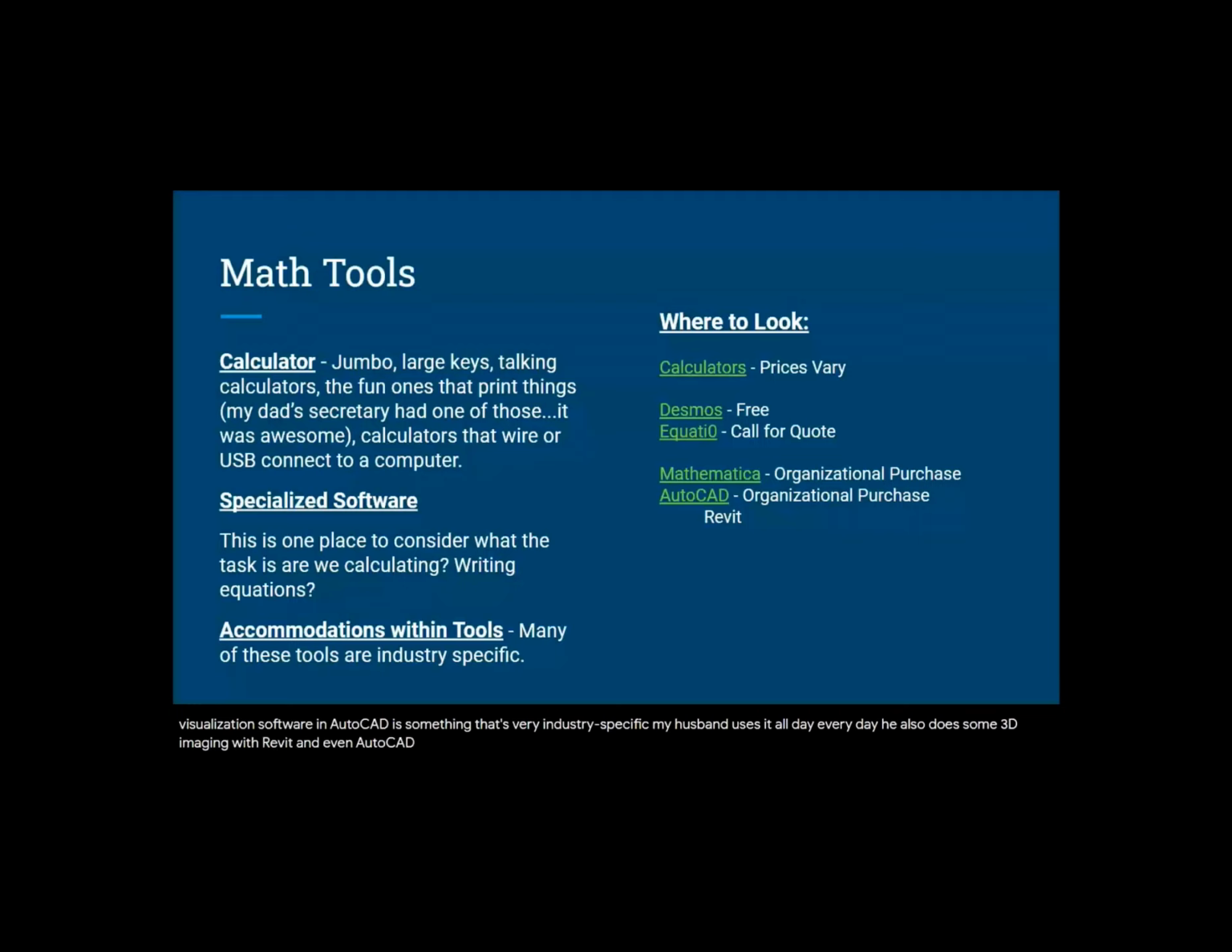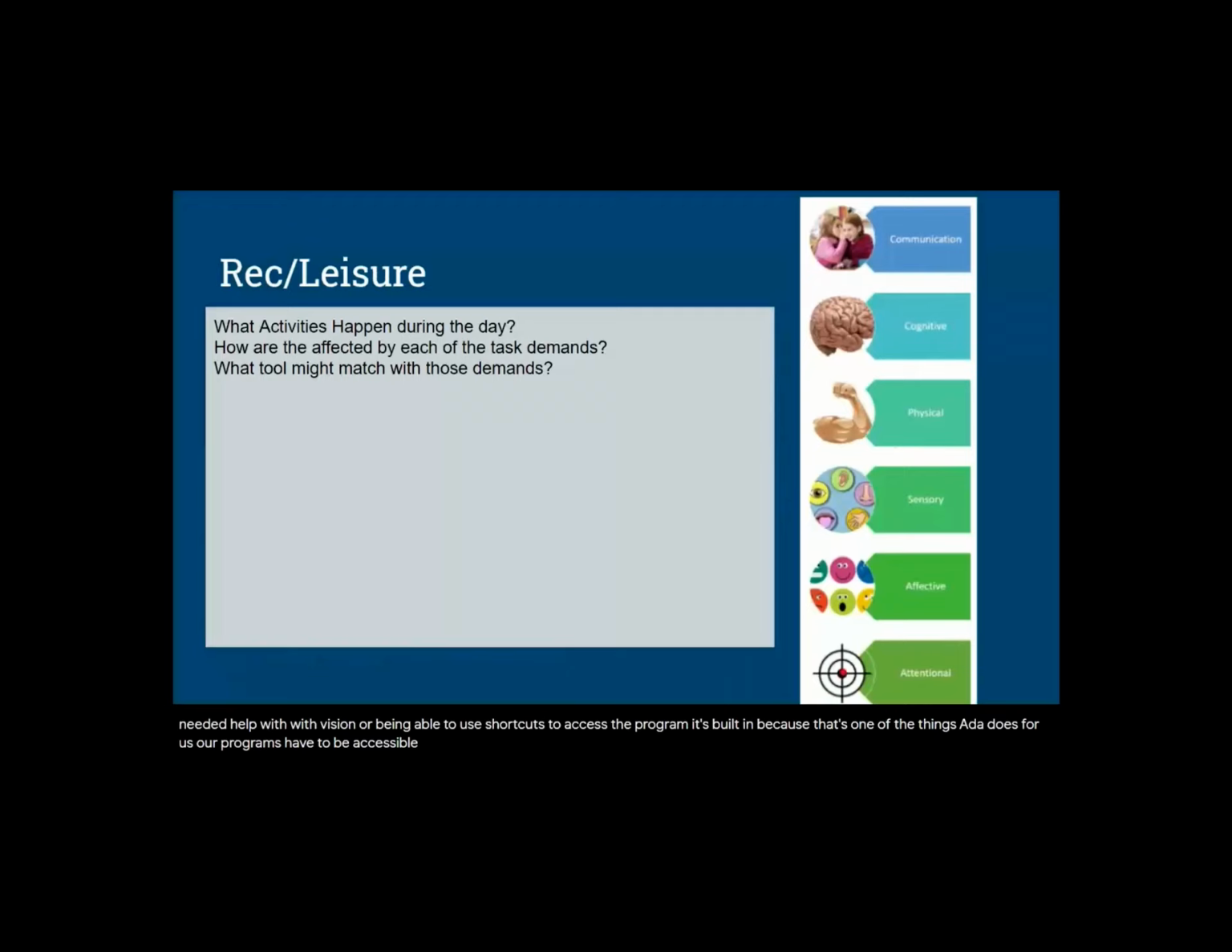And even AutoCAD and Revit have built-in accessibility features, because if there was somebody working in his office who needed help with vision or being able to use shortcuts to access the program, it's built in, because that's one of the things ADA does for us. Our programs have to be accessible.